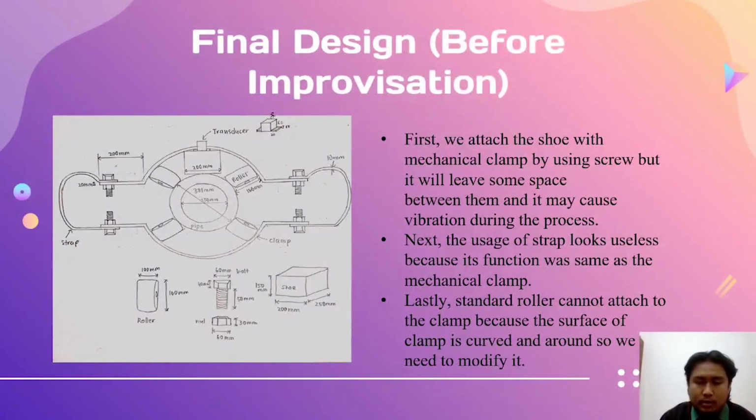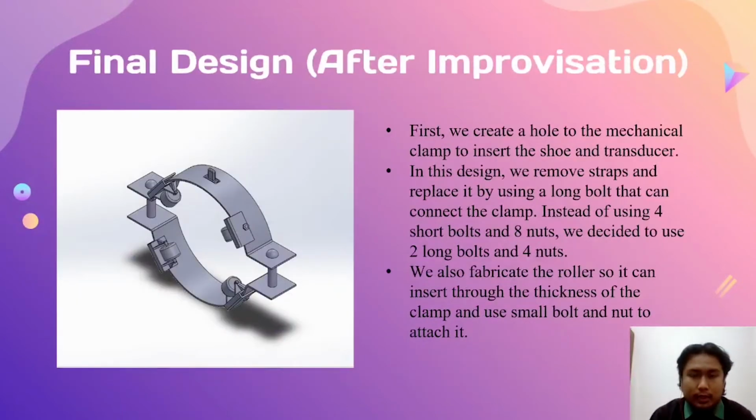Next, the usage of the strap looked useless because its function was the same as the mechanical clamp. And lastly, the standard roller cannot attach to the clamp because the surface of the clamp is curved and round, so we need to modify it. As you can see, this is our final design after improvisation.